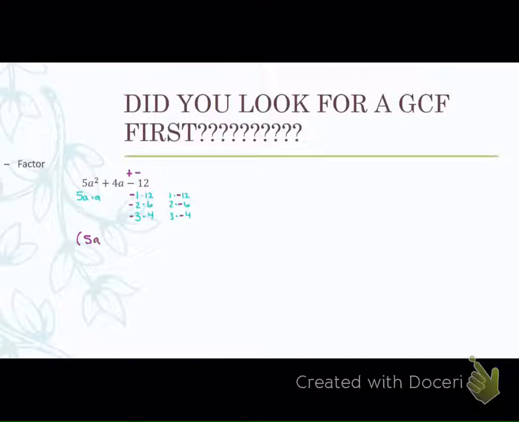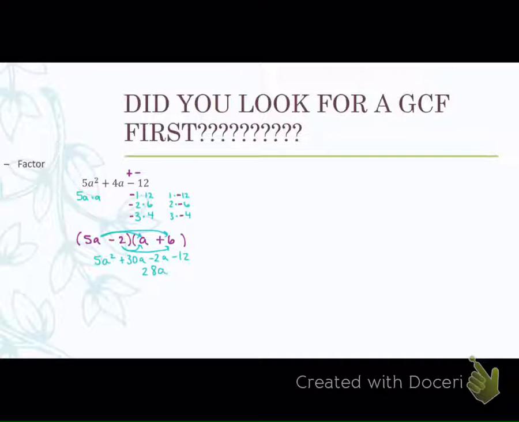So we're going to do 5a and a, and I'm going to put in negative 2 and 6 here. So we're going to try this first, and if it doesn't work, we can always move it around, can't we? Sure. So 5a times a is? 5a times 6 is? Negative 2 times a is? Negative 2 times 6 is? So that way did not work.